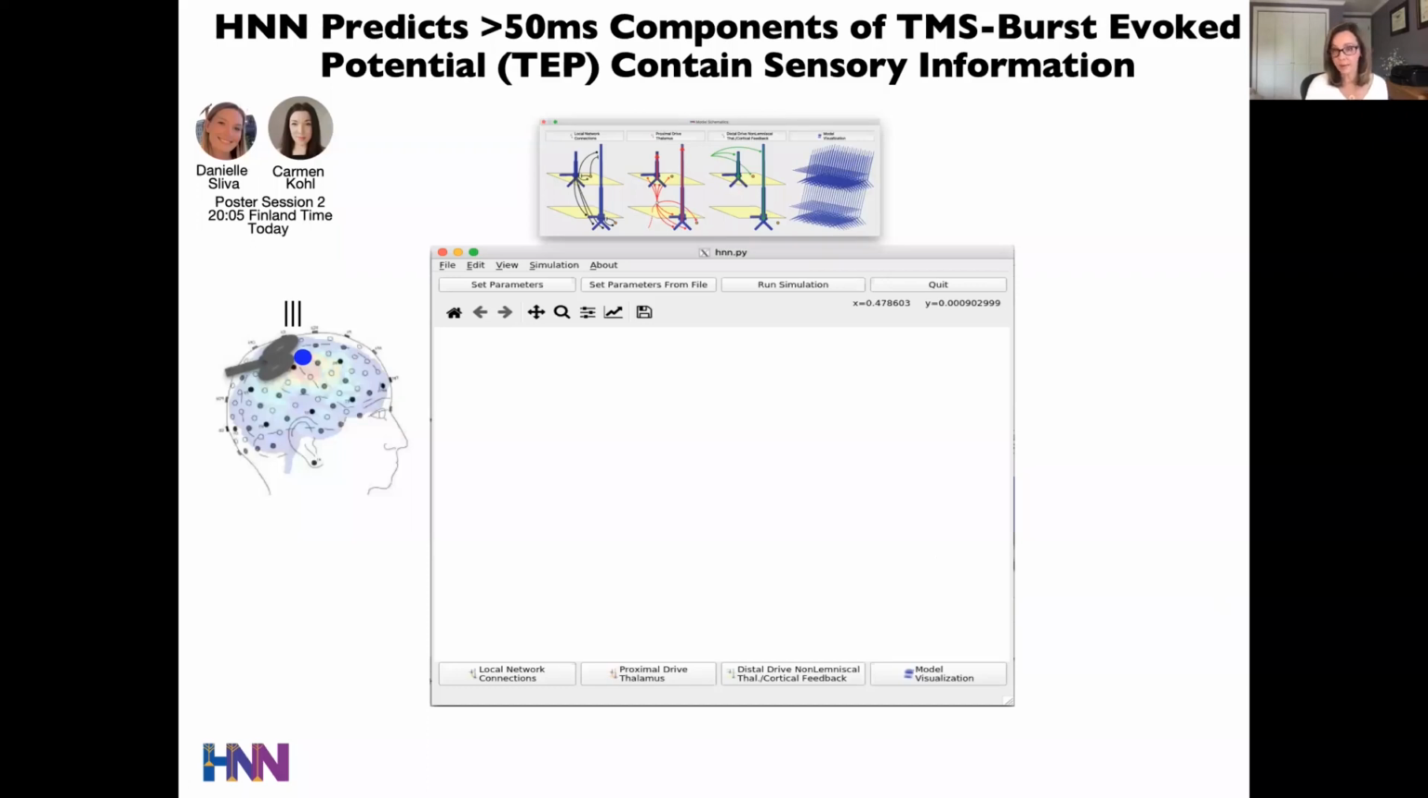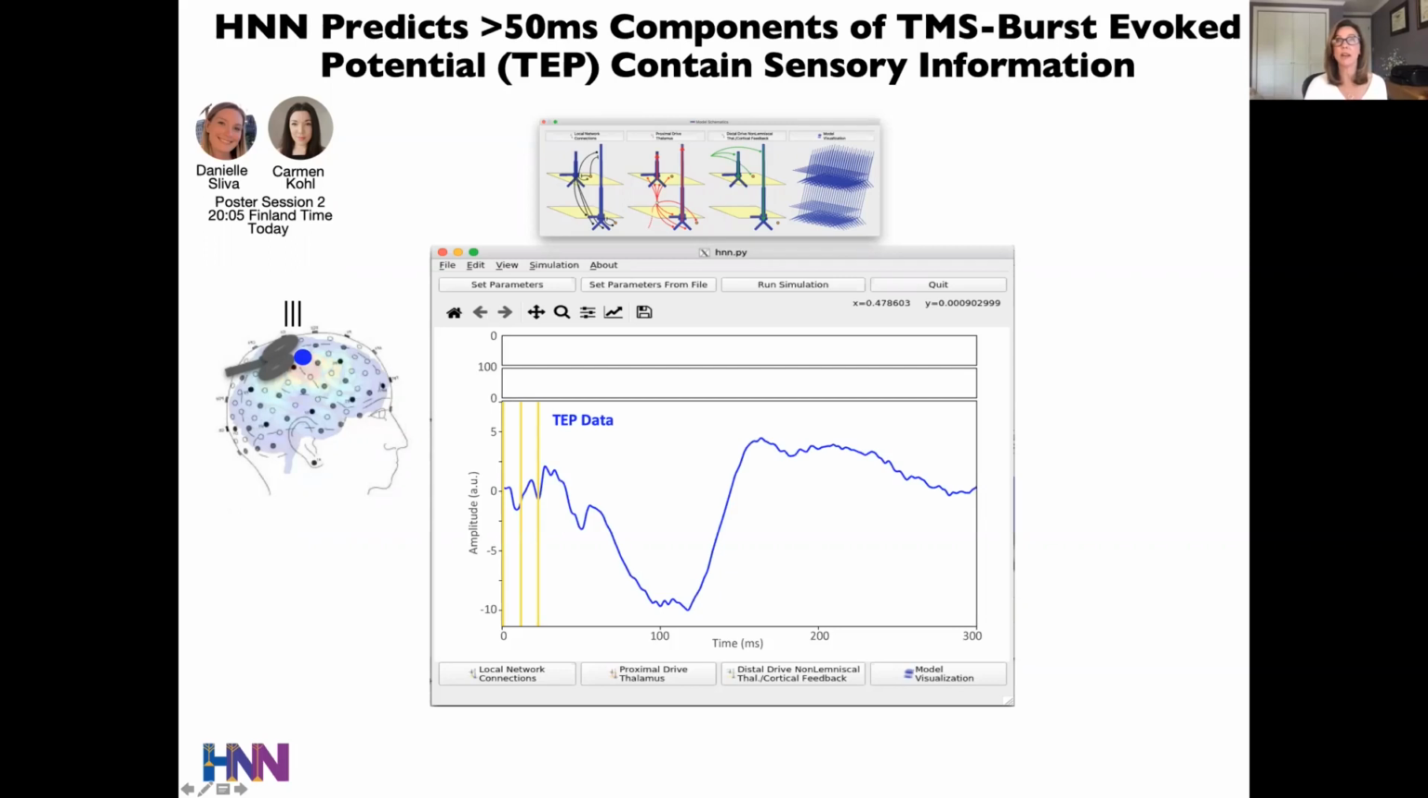So in this experiment, we're using MRI-guided TMS to give bursts of TMS pulses to somatosensory cortex, and we're recording the response in an electrode above S1. And so here I'm showing you in our HNN graphical user interface the response to that burst of 3 pulses to somatosensory cortex. And these pulses are separated by 20 milliseconds. And you can see that this creates a very strong and reliable response in the somatosensory cortex.